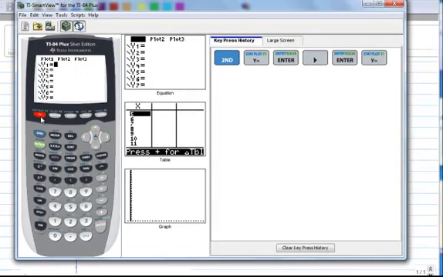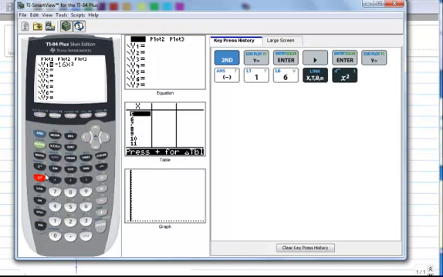Okay, so now go back to y equals, and now we're going to type in that equation. Negative 16x squared. I know it's t squared on the paper, but I don't have a t, so I'm going to use an x for my calculator. Plus 60x.